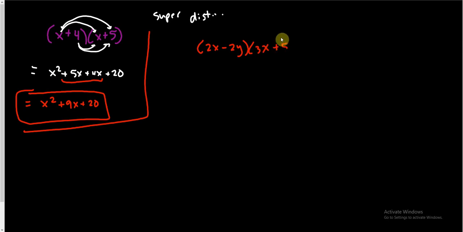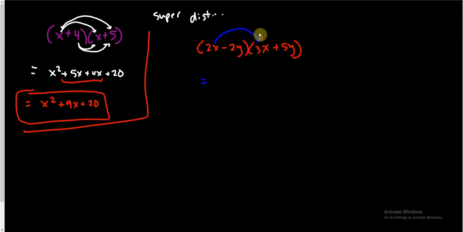So what about an example like this? We have 2x minus 2y, and I'm multiplying by 3x plus 5y. Well, we do the same thing. Every term in the first polynomial will be distributed to the second polynomial.